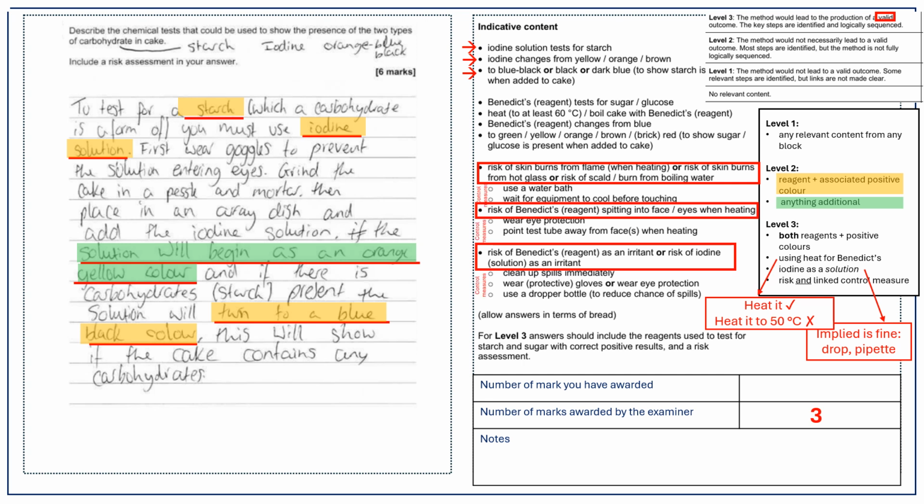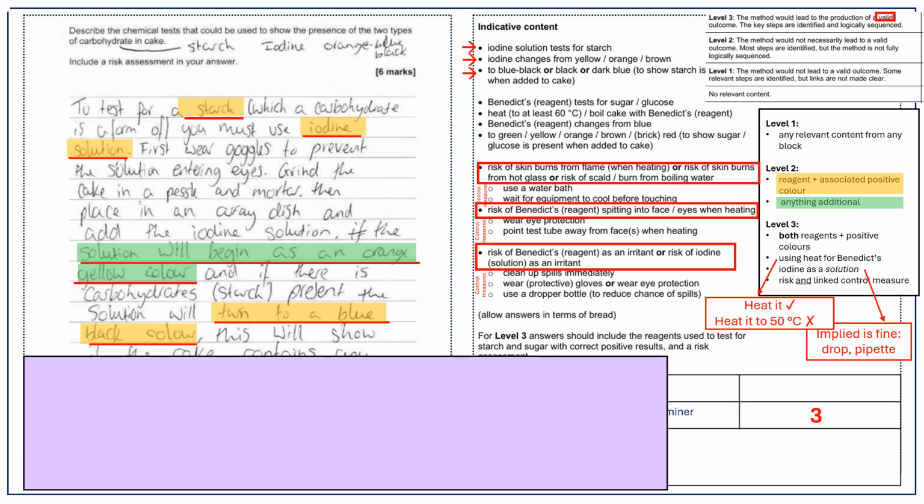Remember, the student has to have a linked control measure, so these points underneath each risk are what we are looking for there. Students cannot mix and match the risks and control measures. They must come from the same area of that mark scheme.